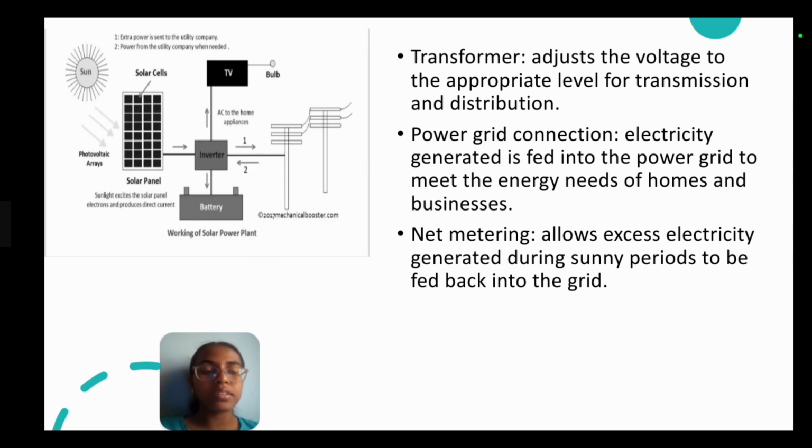In some cases, solar power plants may be connected to the grid using a net metering system. The net metering system allows any excess electricity generated during sunny periods to be fed back into the grid, and the owner of the solar power plant receives a compensation for the surplus energy.